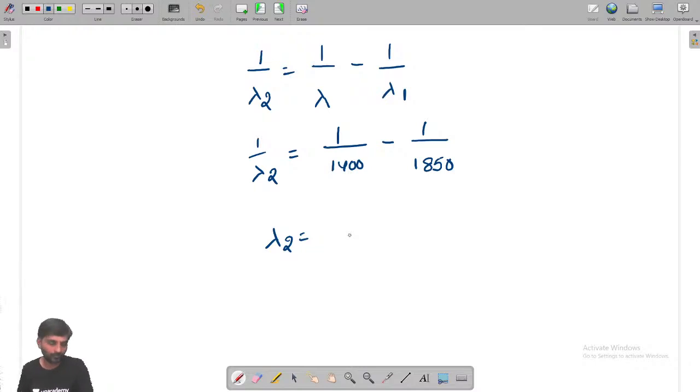So lambda 2 is going to be what? After calculation, lambda 2, you will get the value as 5780 angstroms. 5756 kind of thing you'll get, but still 5780 angstroms. This is approximate. This is the answer.